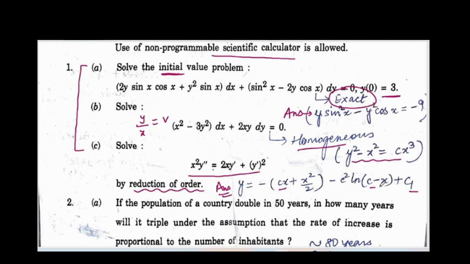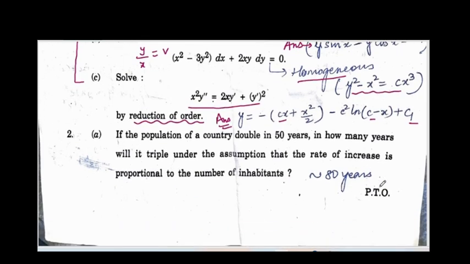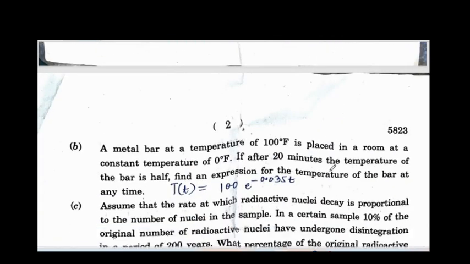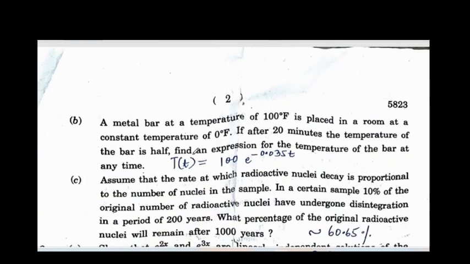Moving on to the second question, it was a normal question on exponential growth model from Edwards and Penny, and the answer is 80 years. You can easily tally this once you solve it using the exponential growth model. The next part was from Newton's law of cooling, another application of first order and first degree differential equation, for which this is the answer.